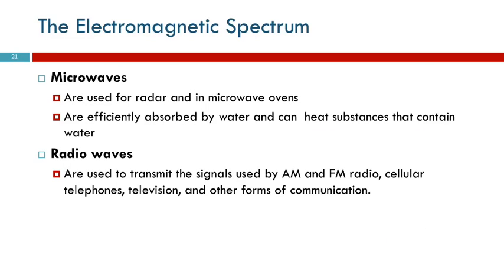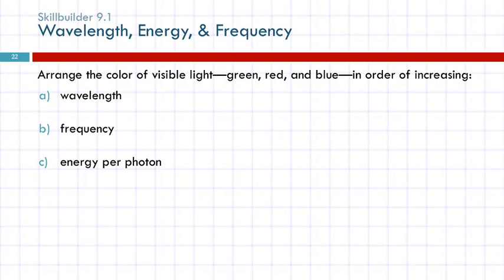Kind of already talked about that. Radio waves, that's what's used to transmit AM, FM radio. There's cell phone signals, television, different forms of communication are in that radio wave region.